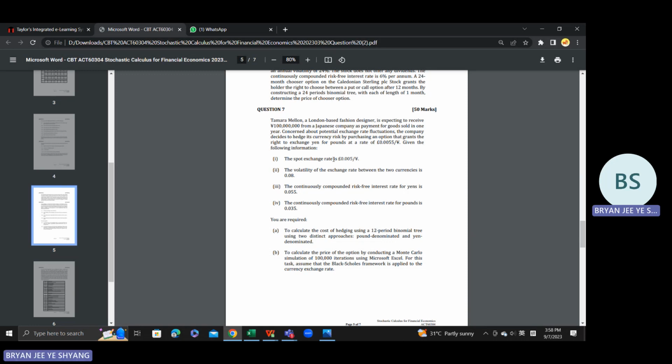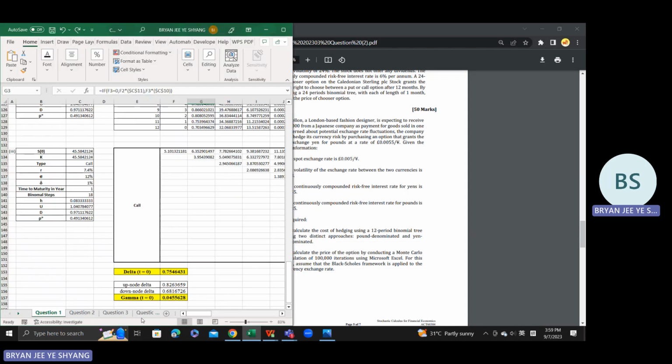Our spot exchange rate is $0.005 per yen, and the volatility of the exchange rate between the two currencies is 0.08, which is 8%. The continuously compounded risk-free interest rate for yen is 0.055, and for pounds is 0.035. We are required to calculate the cost of hedging using a 12-period binomial tree with two distinct approaches, pound denominated and yen denominated. So let's move to Excel.